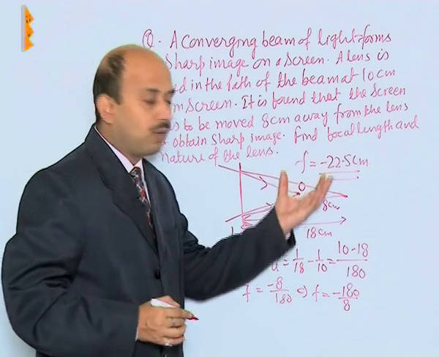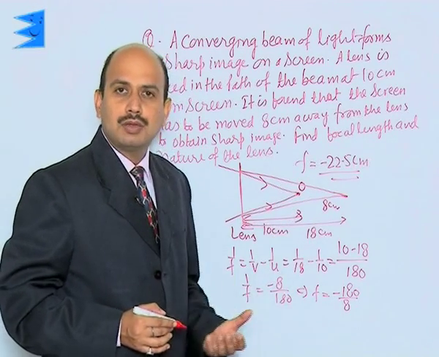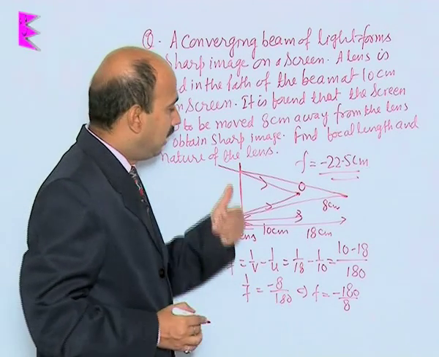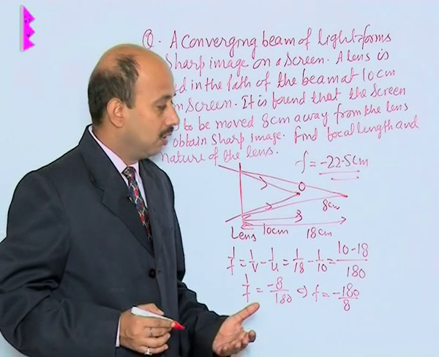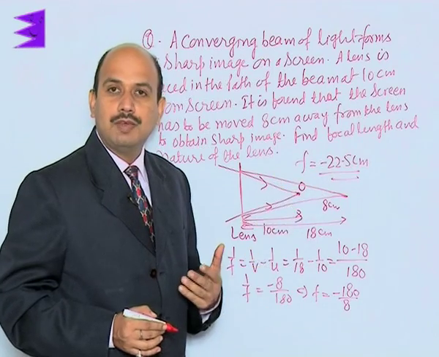So, we are getting the focal length with the negative sign, and we know that a concave lens has the focal length with the negative sign. So, this lens which I have used here is actually a concave lens, right, and the focal length is 22.5 centimeter.